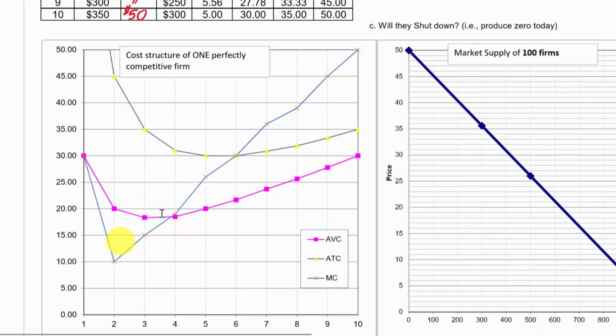Also remember that the minimum average total cost and the minimum average variable cost are going to occur right around where that marginal cost curve crosses through them. And the reason is that when we're adding in producing units that cost less than average, that's going to bring our average cost down. But as we add in units that cost more than our average, that starts to bring that average back up again.